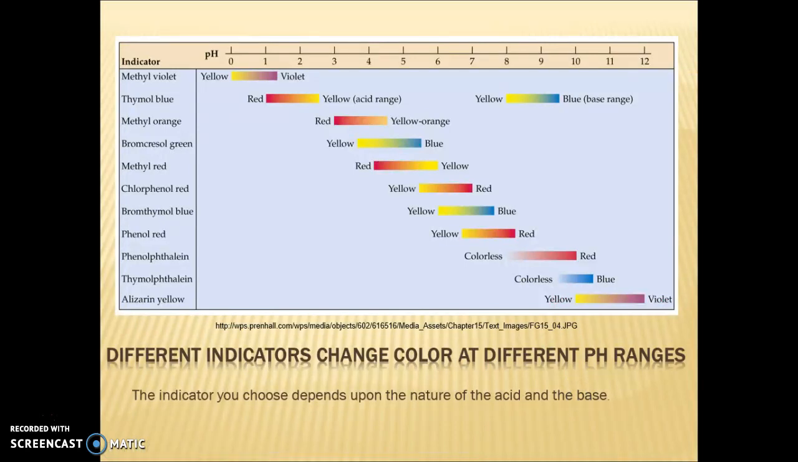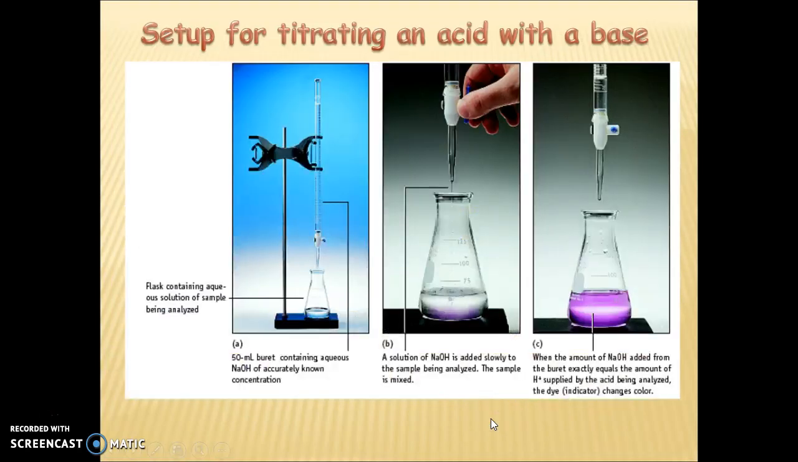Depending upon what your pH range transition is, you're going to want to pick a certain kind of indicator. Notice phenolphthalein, the common one that you're used to using, transitions just above pH 7, pH 8. So that's why we used it, because we were titrating a strong acid with a strong base. You'll see that in a couple minutes.